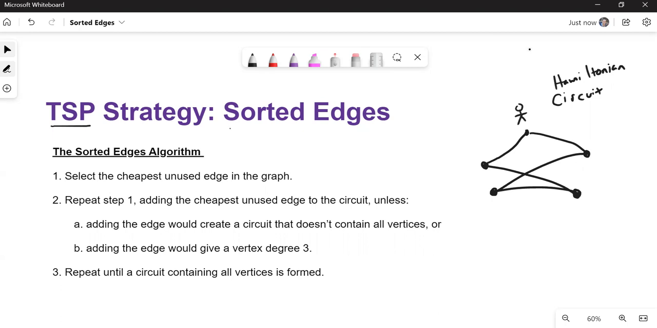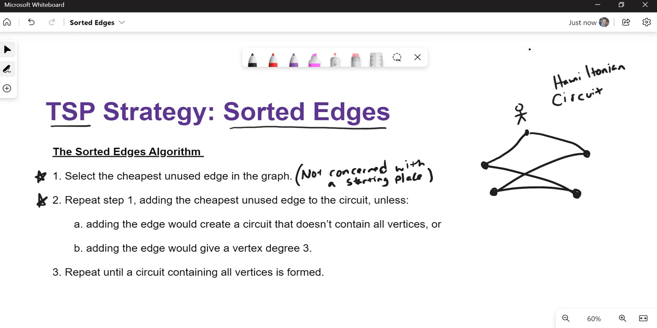This time, we're going to look at a strategy called sorted edges. We've already looked at nearest neighbor algorithm and repeated nearest neighbor algorithm. In this method, number one, we will select the cheapest unused edge in the graph. So that means we're not concerned with where the traveling salesman begins. We're not concerned with a starting place. Now, normally we've been doing routes from the beginning to the end, right? We've kind of been thinking about, okay, where do we start our route and where do we end up? In this strategy, we don't worry about it. We just grab the cheapest edge.